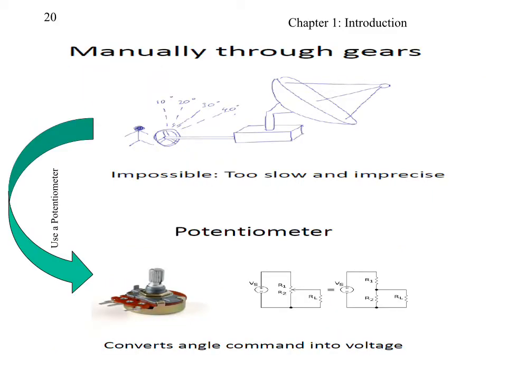So how can we change the azimuth angle? We can use a device which is known as a potentiometer, which converts the angle command into voltage. So we will use the potentiometer for that very purpose. And in this case, the main purpose of the system is to have the azimuth angle output of the antenna follow the input angle of the potentiometer.